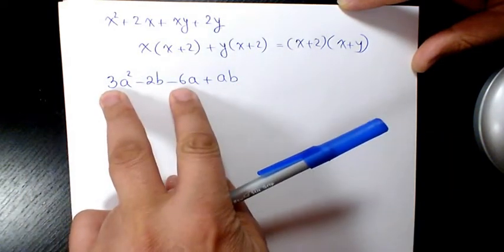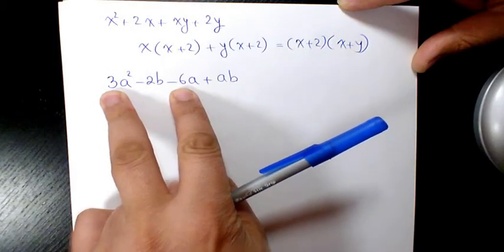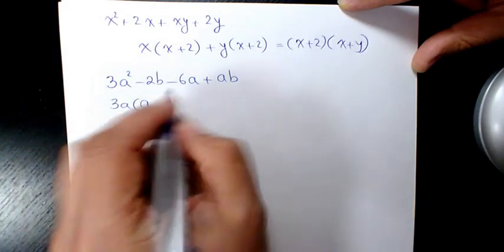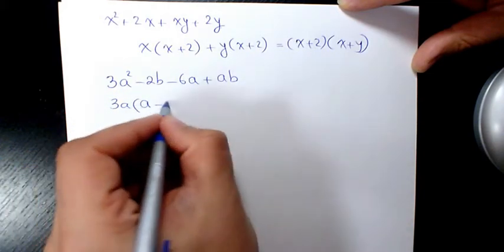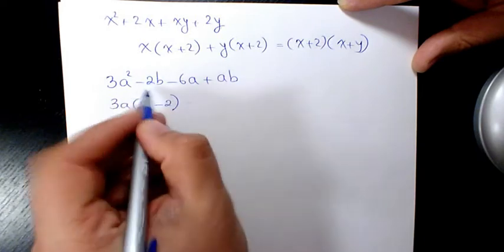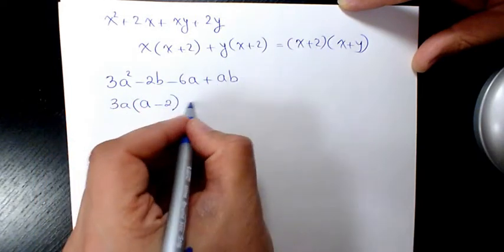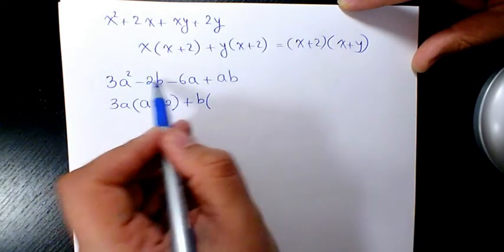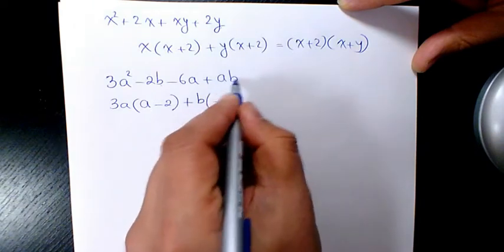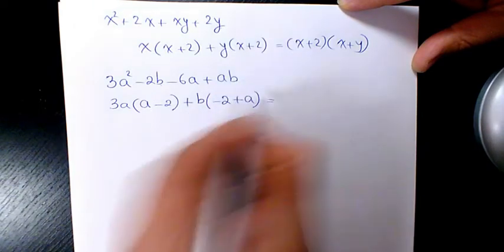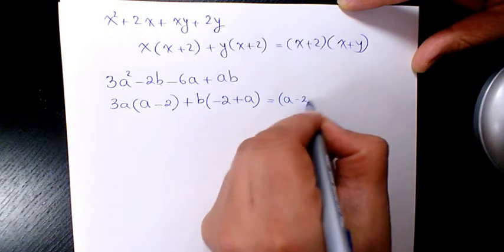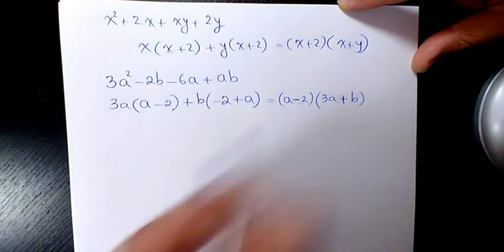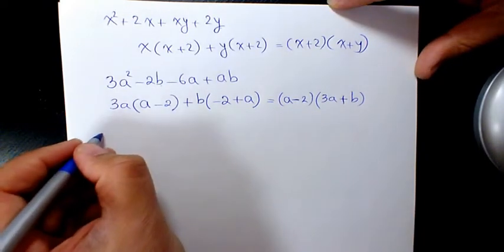If we group this one, 3a squared and negative 6a, I can factor 3a. 3a squared divided by 3a is going to be a. Negative 6a divided by 3a is going to be negative 2. Then you have negative 2b and ab, I can factor b. Negative 2b divided by b is going to be negative 2. Ab divided by b is going to be a. So when you factor a minus 2, 3a plus b. This is going to be the answer.